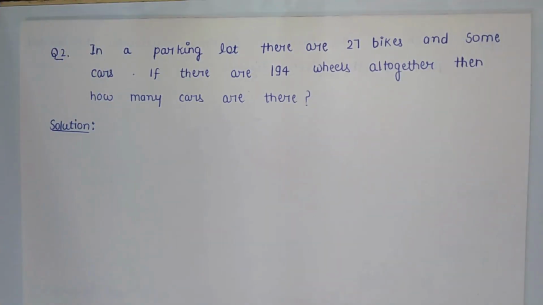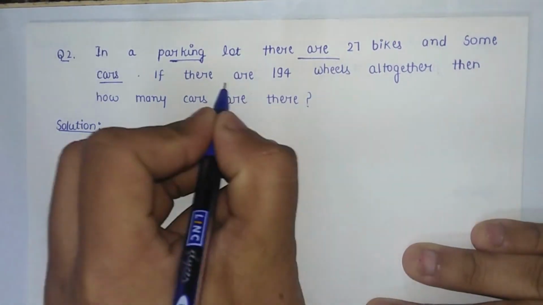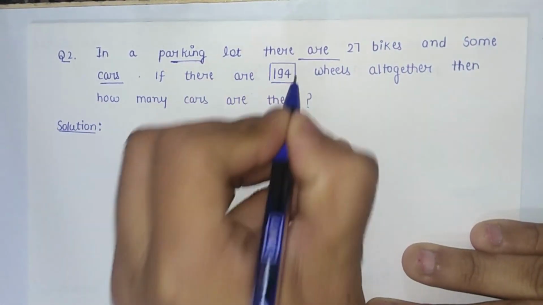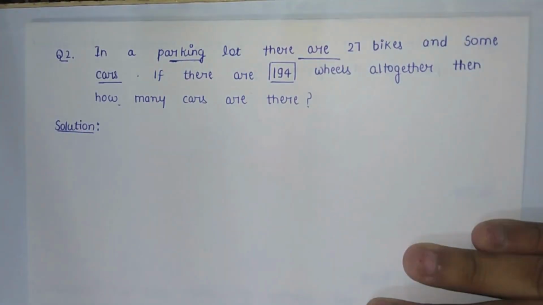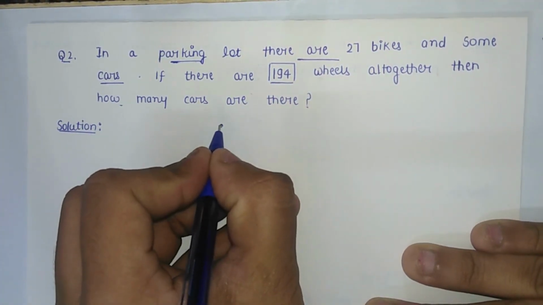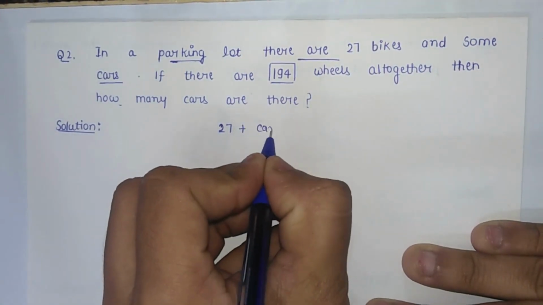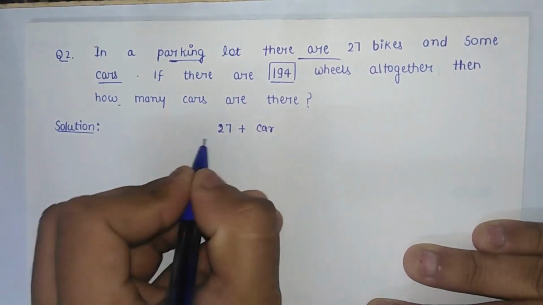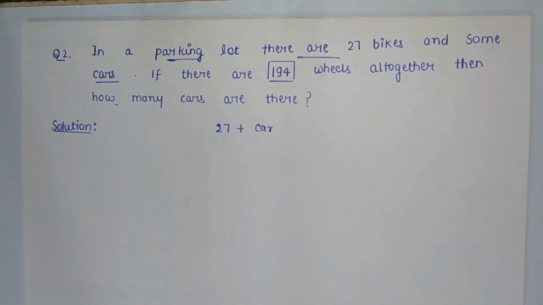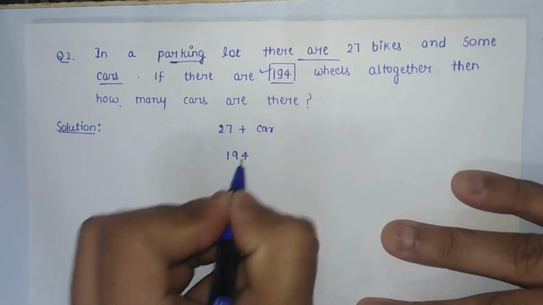Let's take a look at question number 2. In a parking lot, there are 27 bikes and some cars. If there are 194 wheels altogether, then how many cars are there? So we are talking about a parking lot in which there are 27 bikes and some number of cars, and the number of wheels is given. 194 is the total number of wheels.